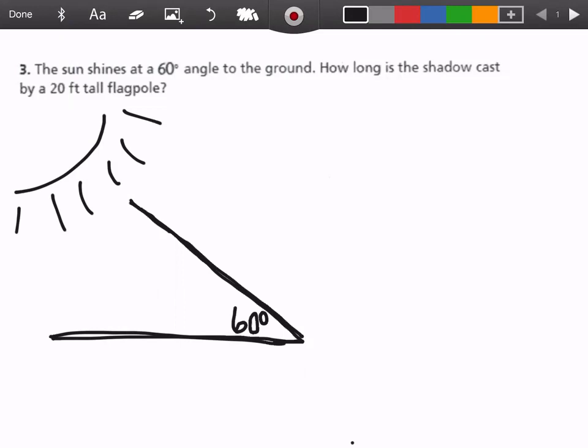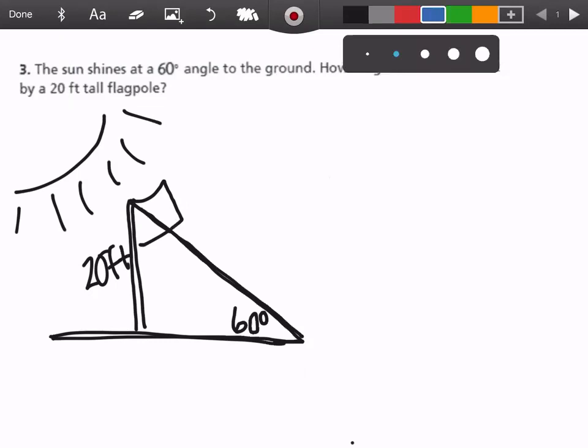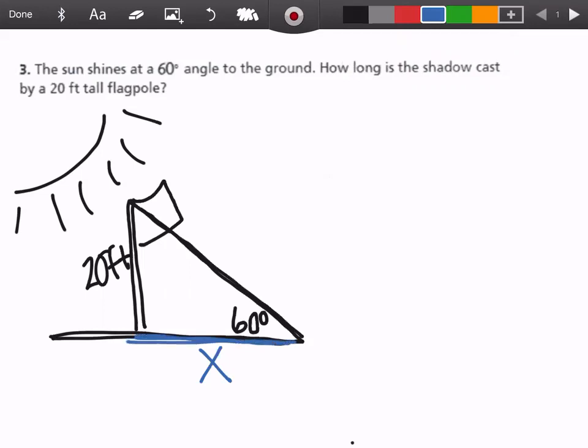So again, we're real primitive here, and we have the flagpole, all right, which is 20 feet. So we're looking for the shadow. So the shadow, if you ever look at somebody's shadow, it's always on the ground. So we're looking for X down here. We're looking for this side length.